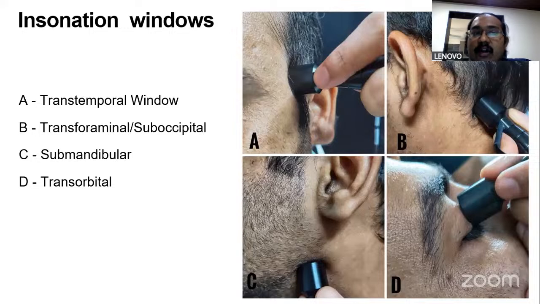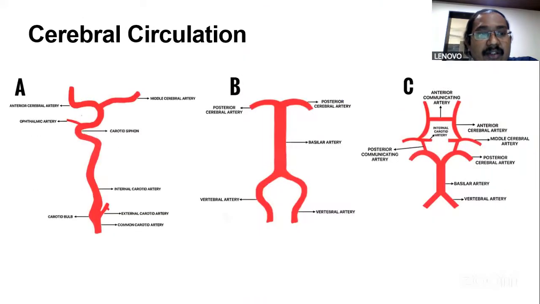Now we have 4 insonation windows. Image A is the transtemporal window. Image B is the transforaminal or suboccipital window. Image C is the submandibular window, and image D is the transorbital window. With the help of these insonation windows, we look at the intracranial arteries. But before we look, what are the basics?